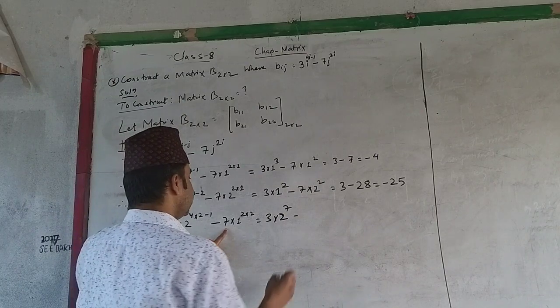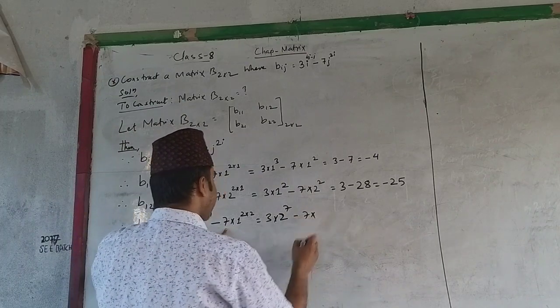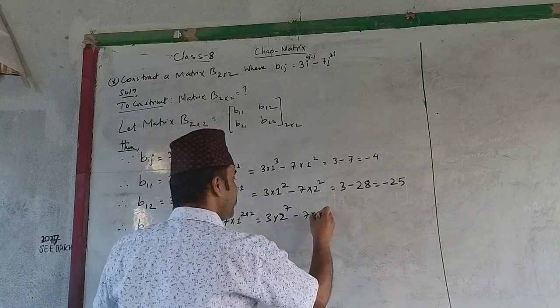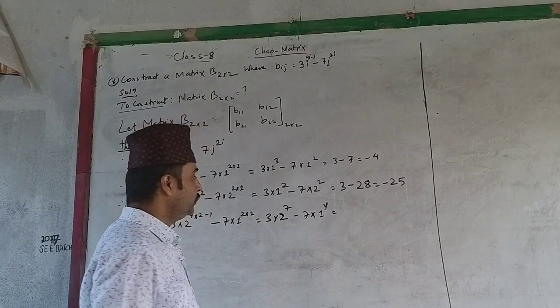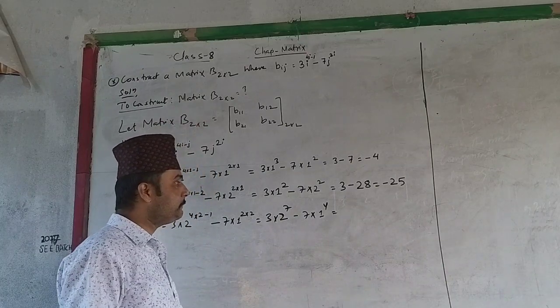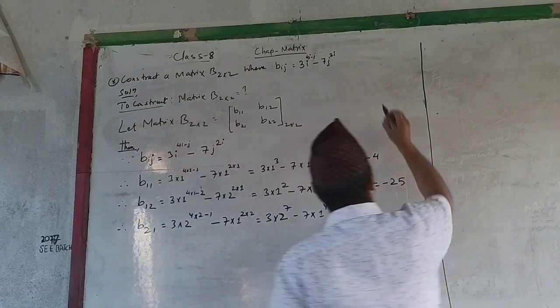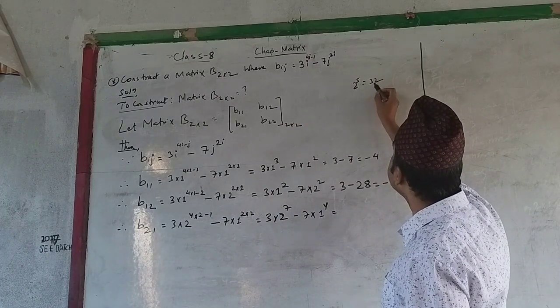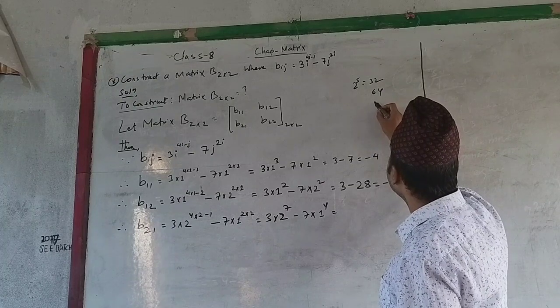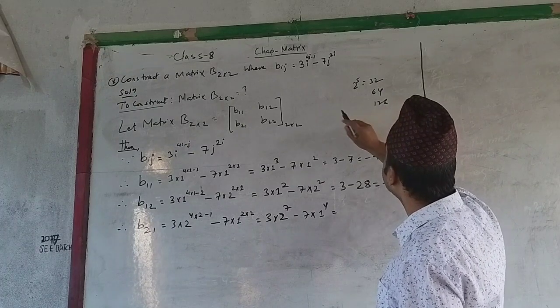So 7 times 1 to the power 4. So how much is 2 to the power 7? 2 to the power 5 means 32, 2 to the power 6 means 64, and 2 to the power 7 means 128.